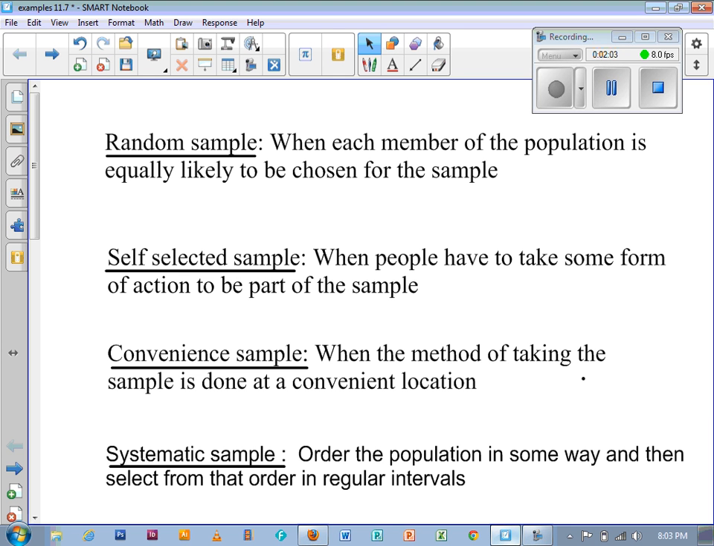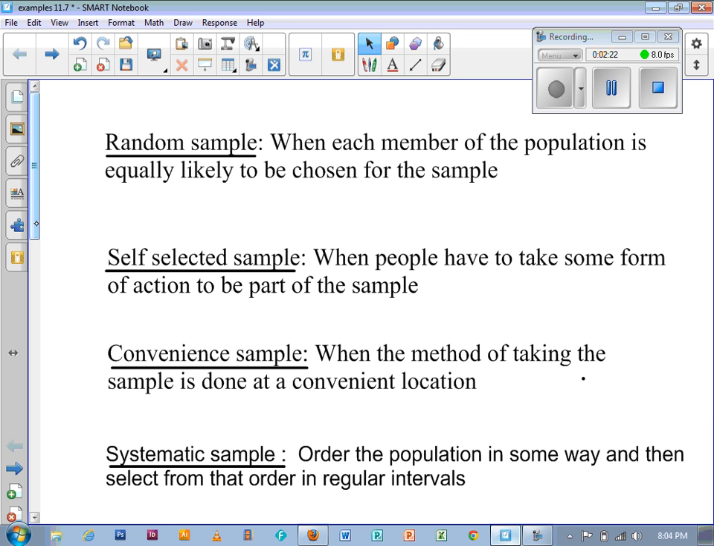The best example I can think of for this would be your voting. When there's an election, they predict who the winner is going to be based on samplings or samples. And they're very good at picking certain samples that will give them an idea of who's going to win the election. And that's how they predict the elections.